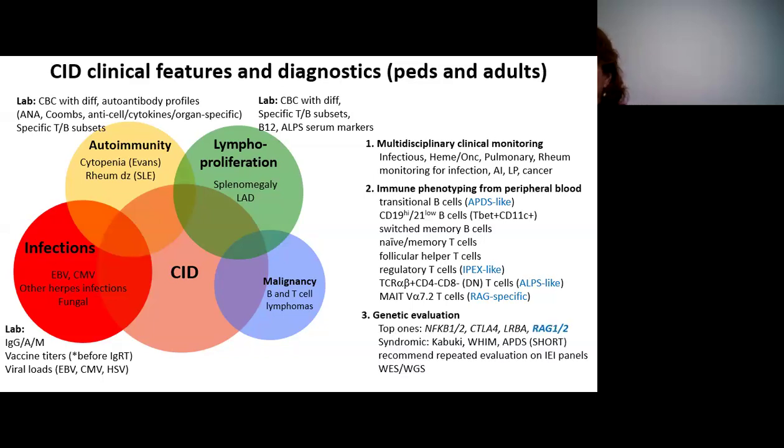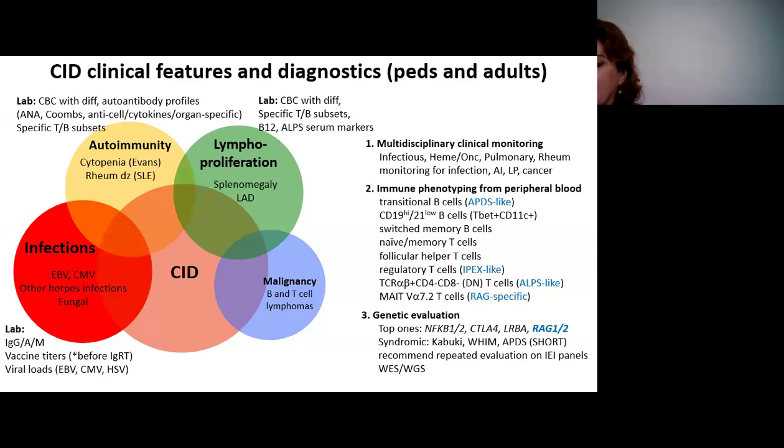And then, of course, in the genetic evaluations, you're going to look at some of the top genes, the NFKB1s, CTLA4, LRBA. I care about REG. But we also want to look into some of these syndromic patients. So it's not uncommon that we have patients who come in with a very unusual look on their face, just dysmorphism. And we have to figure out, is this hypogammaglobulinemia related to that dysmorphism? It could be the George. Kabuki syndrome is surfacing now. WHIM syndrome, as I mentioned to you, has actual targeted therapy with CXCR4. And then some of the APDS short syndrome patients.